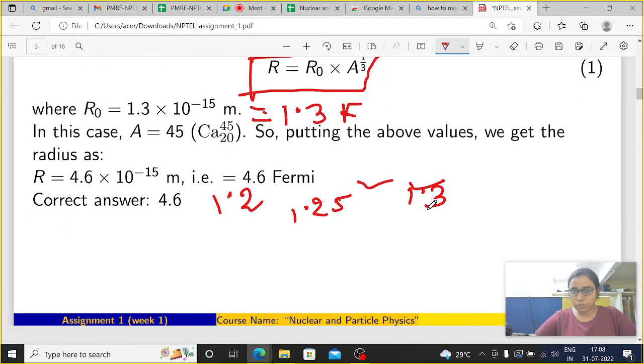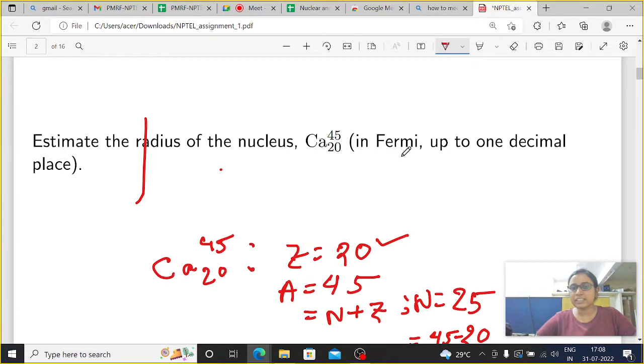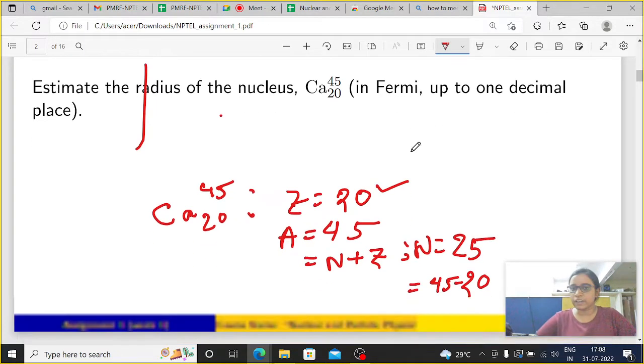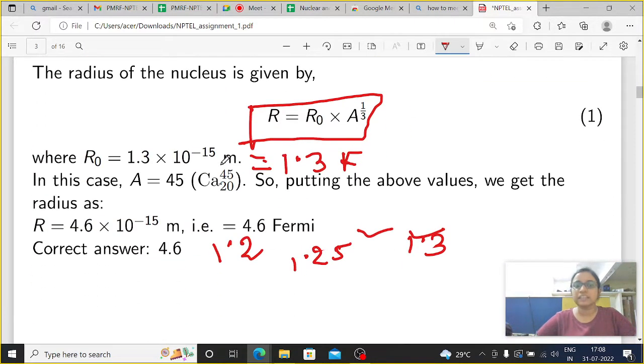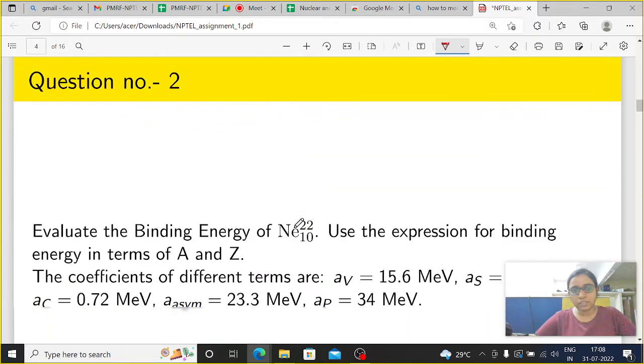So this is up to the first question, and as in that first question it is saying that it should be in the unit of Fermi, that's why we have converted all these expressions in terms of Fermi. So that means 4.6 Fermi will be the correct answer. Okay, coming to the next question.